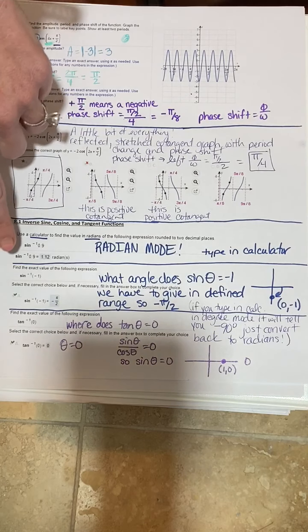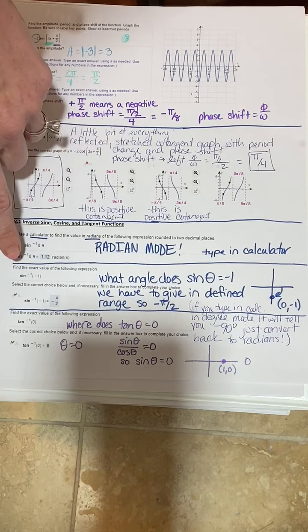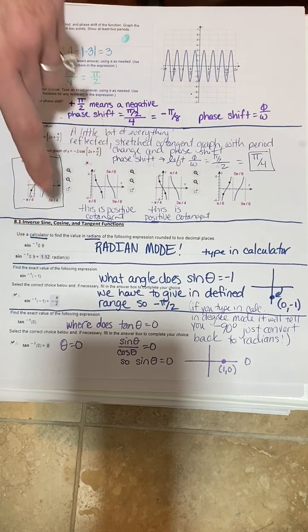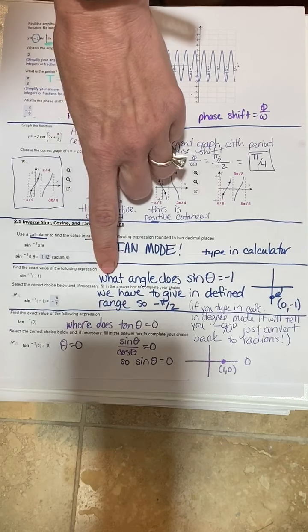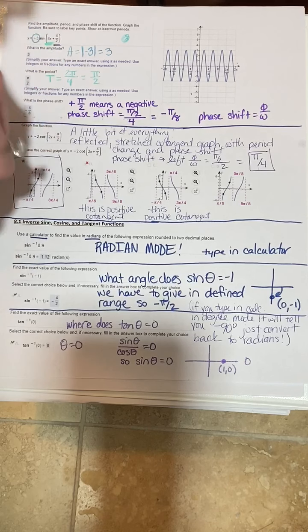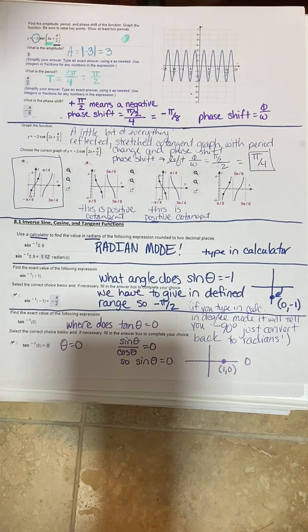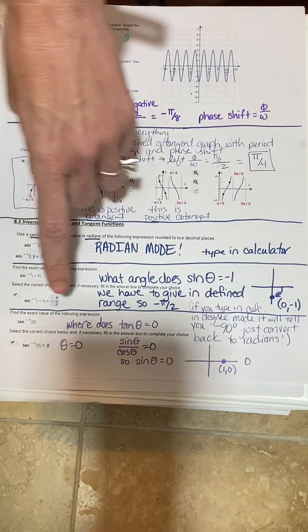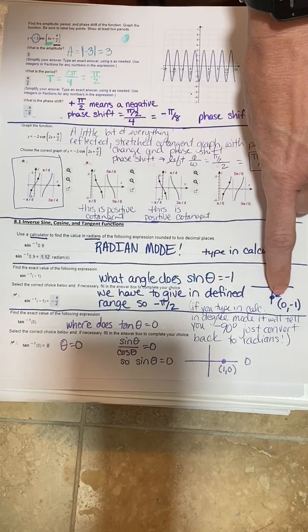Okay, next one. Find the exact value of the following expression. Sine inverse of -1. Okay, this is asking what angle does the sine of theta equal -1? When I see sine or cosine equaling 0 or 1, I think unit circle. Also, when I see tangent or cotangent equaling 0, I think unit circle, because the tangent inverse of 1 is actually 45 degrees, right?